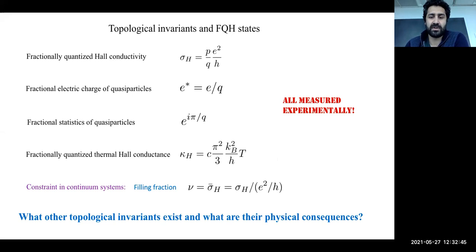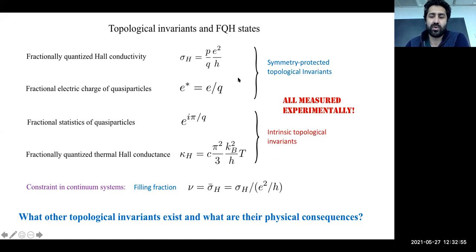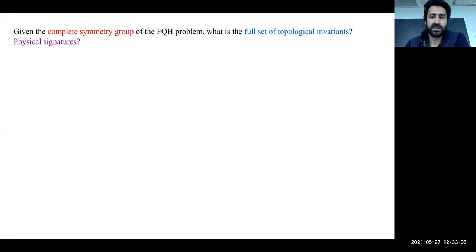Now, when we think about this problem, I'm sure everyone is already aware that some of these invariants require symmetry, like Hall conductivity and electric charge, which require U1 symmetry, whereas the other invariants, fractional statistics and quantized thermal Hall conductance, are intrinsic topological invariants that are well defined in the absence of any symmetry. So the question is, given the complete symmetry group of the fractional quantum Hall problem, we'd like to know what is the full set of topological invariants, what are the physical signatures, and in what kinds of microscopic situations might these be realized, so that we can tell our experimentalist friends they could go measure them.